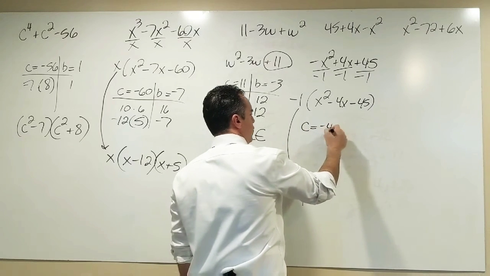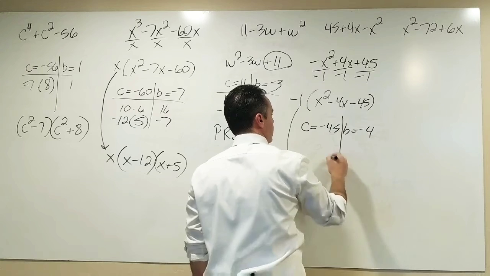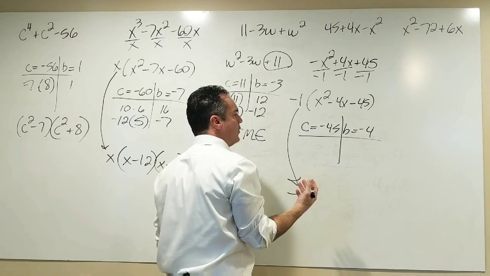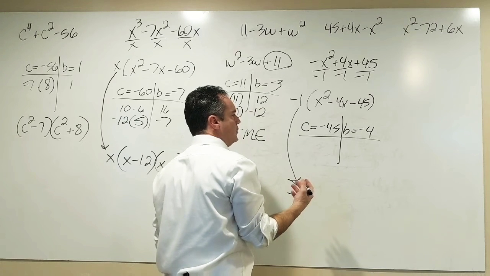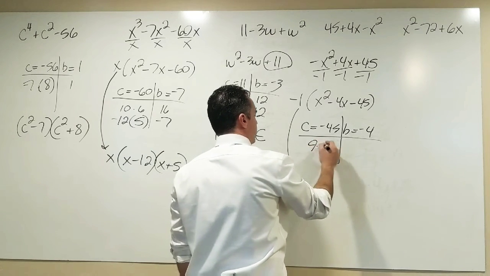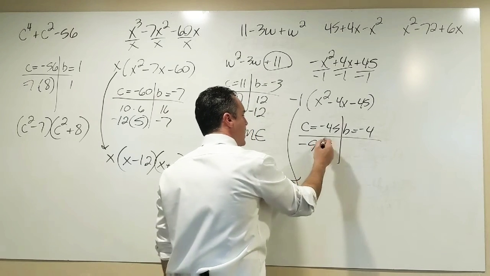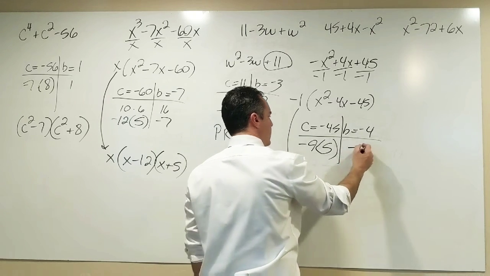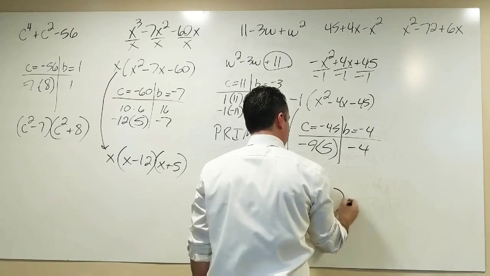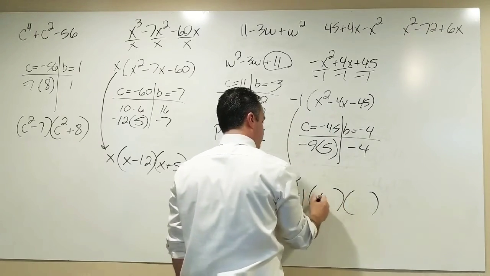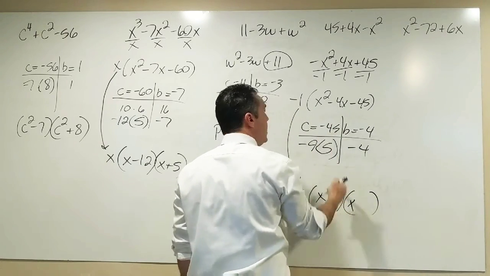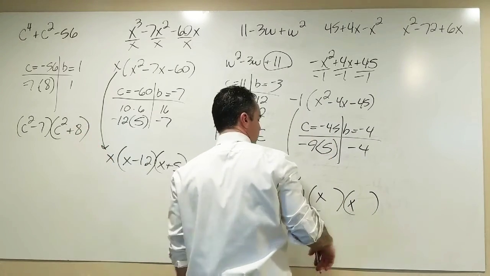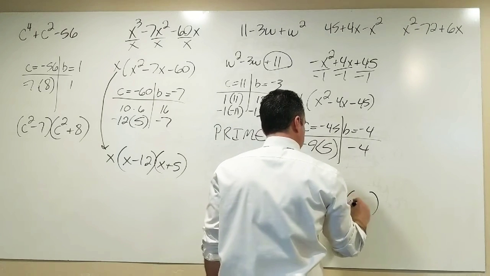Check it out. c equals -45, b equals -4. We need things that when multiplied together make -45, and when added together make -4. 9 and 5 make 45. -9 and +5 make -45 when multiplied, and when added together make -4. I'm going to put a parentheses and a parentheses here. I need this to be x squared, so this is x and x. If it was b squared, it'd be b and b. If it was b to the 4th, it'd be b squared, like the first one we did, or the c squared. Then we drop down the -9, and we drop down the +5.